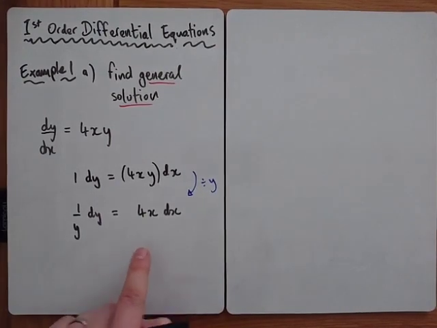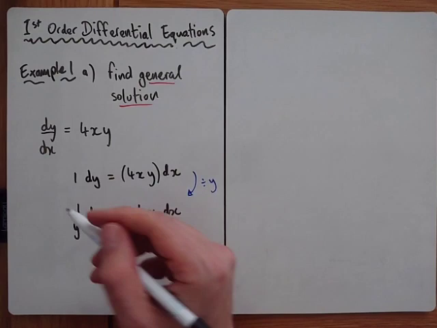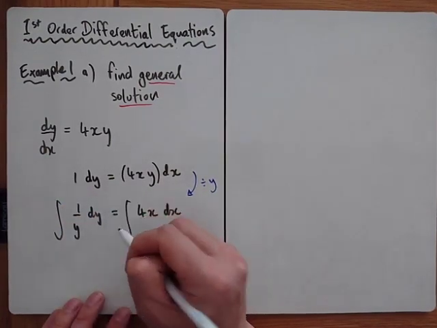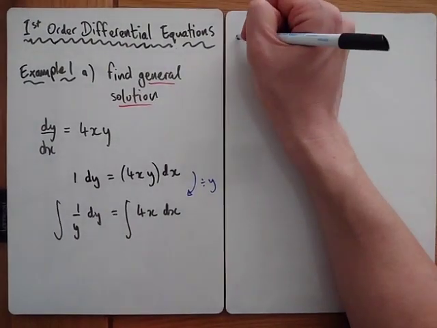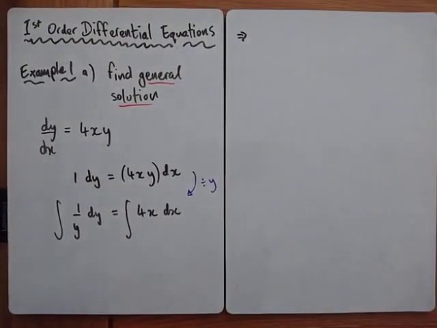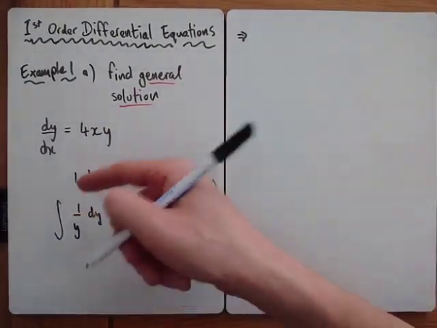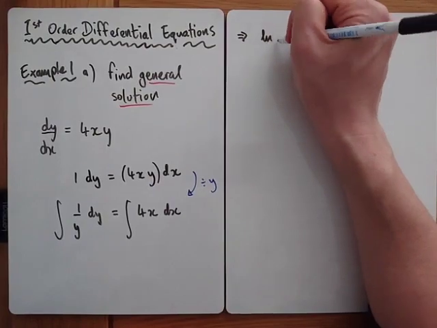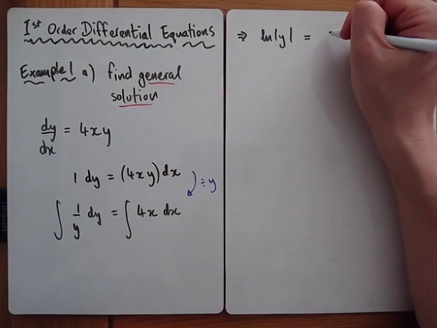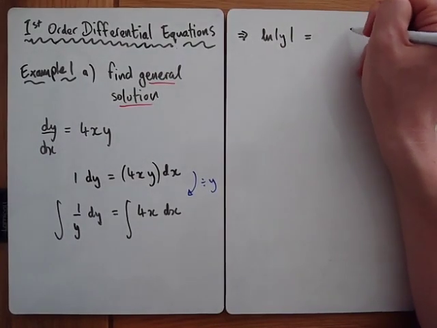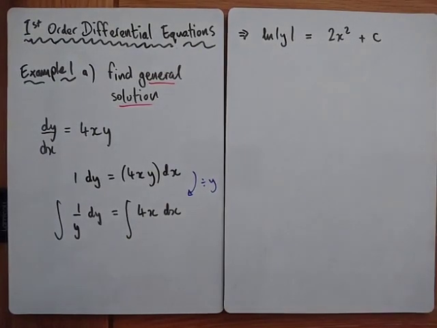Once you've got to this point where you've separated your variables, x is with dx, y is with dy, then you can integrate both sides. We're integrating with respect to y, we're integrating with respect to x. Okay, so obviously this now is going to test all the integration techniques that we've been looking at in the last few videos. Integrate fraction, derivative on top, 1 over y becomes ln y. Right hand side, add 1 to the power divided by the new power, so that would become 4x squared over 2, so I'm going to write it as 2x squared plus c.